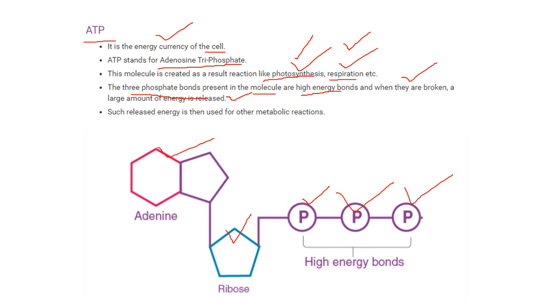So we are talking about these 3 phosphate bonds. Can you see the bonds? You can see this. These 3 phosphate bonds are joined together by the bonds, and it requires high energy to be broken, and it releases a large amount of energy. So such released energy is then used for the other metabolic reactions.